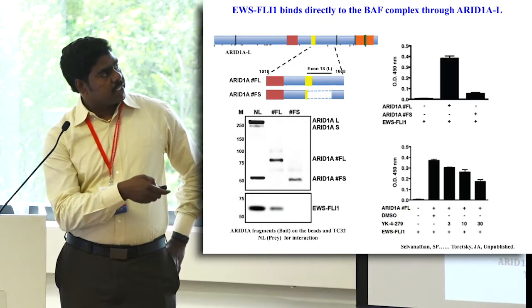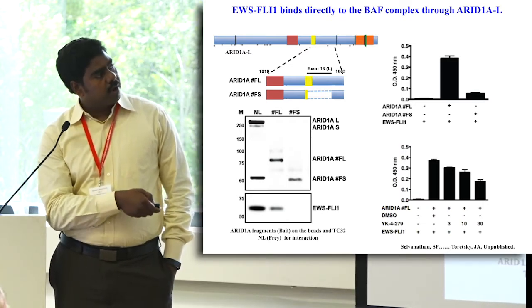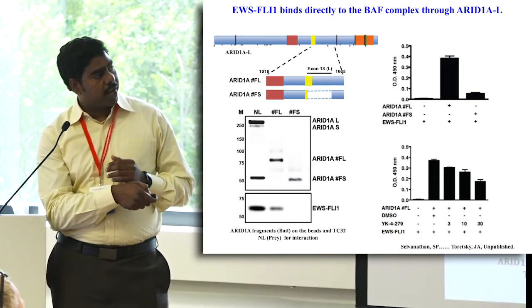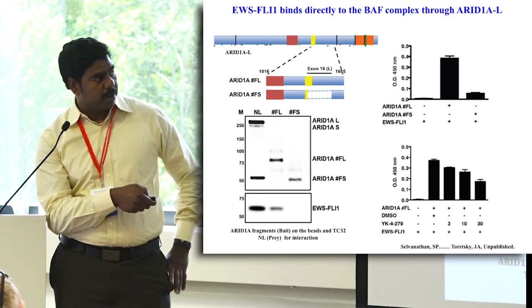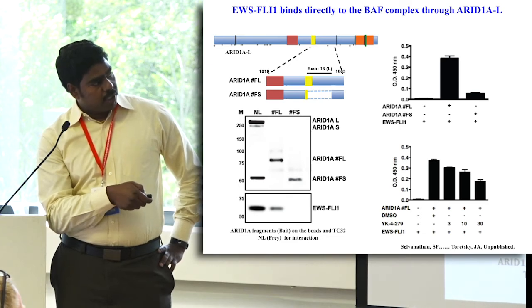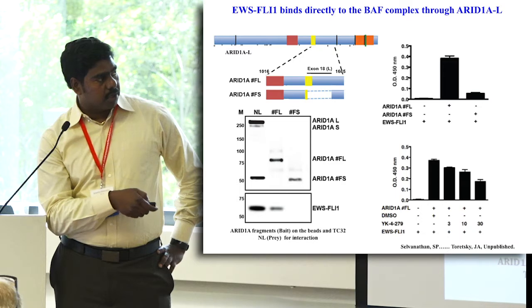So next, we want to test whether this interaction is direct or indirect. So I set up an ELISA experiment to coat the long and short fragments onto the bottom of the well, and then I added the recombinant EWS-FLI1 protein. And it clearly shows that EWS-FLI1 binds only the long fragment, not the short isoform.